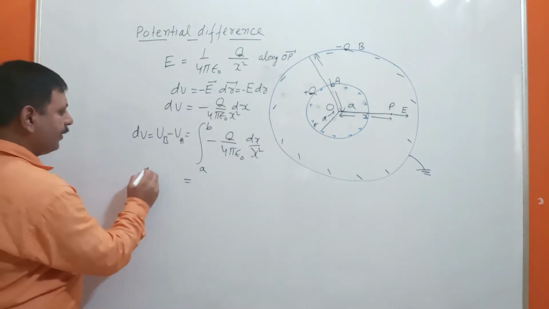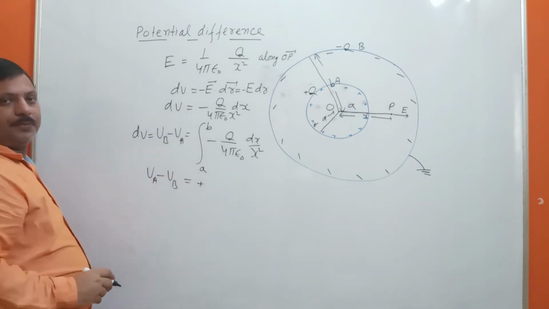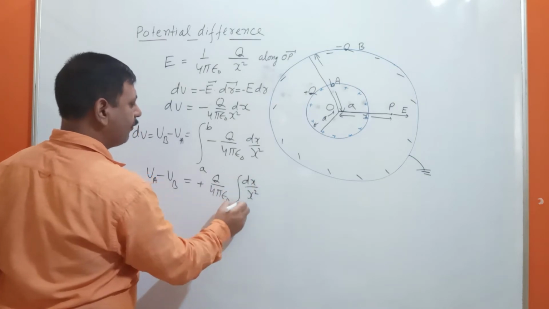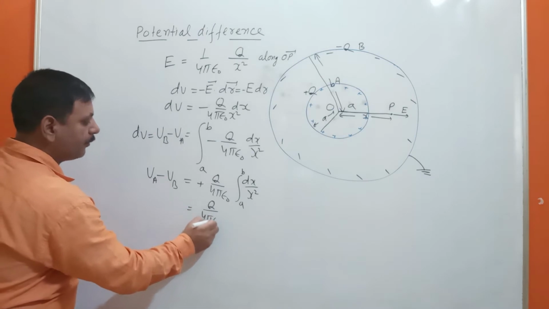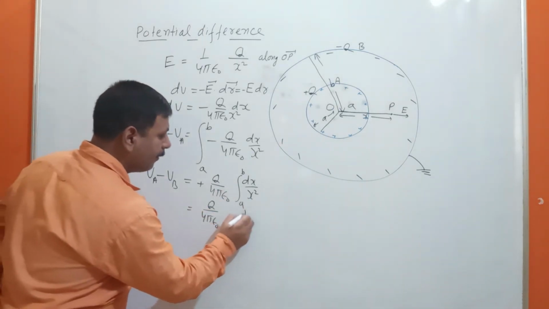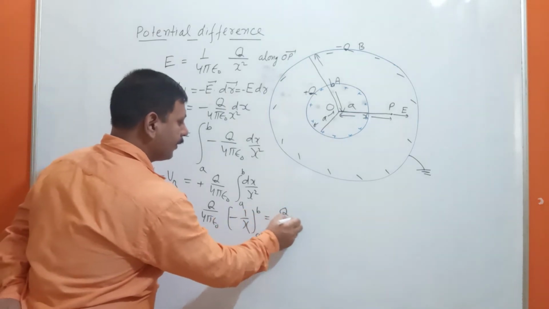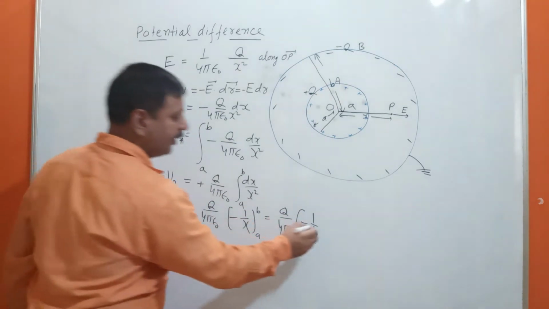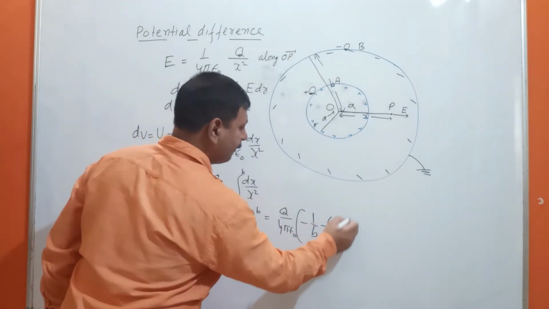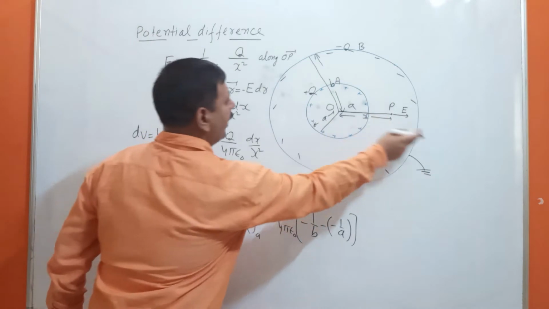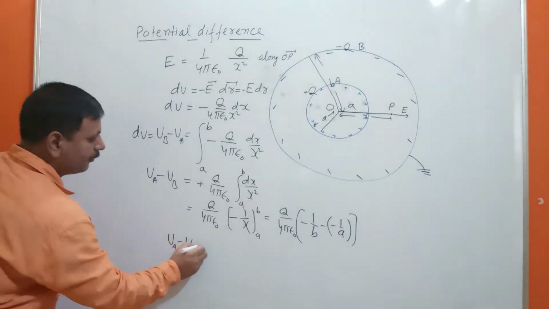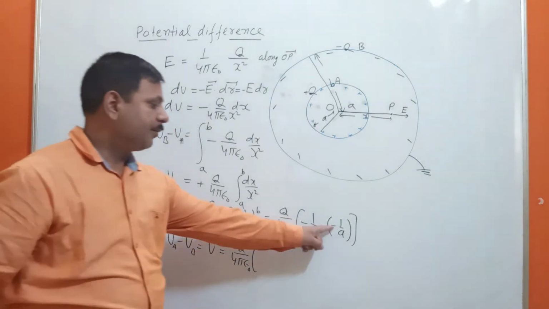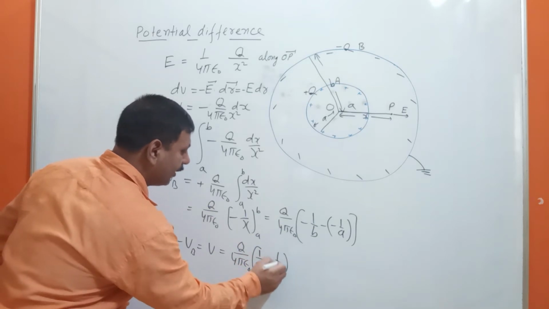If you take Va minus Vb, then minus becomes positive. Q upon 4 pi epsilon naught we can take out, integration of dx upon x square from A to B. Integration of 1 upon x square is what? Minus 1 upon x, from A to B. Firstly we'll put B, then minus minus. If we put A, this becomes the potential difference between A and B. Va minus Vb, I am denoting by V, is equal to Q upon 4 pi epsilon naught, minus 1 upon B plus 1 upon A, that is 1 upon A minus 1 upon B.